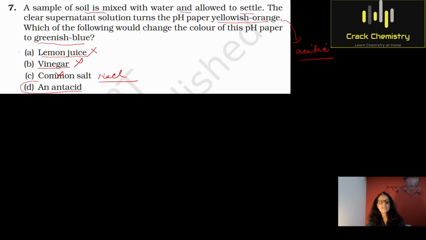Last option is an antacid. Students, an antacid is basic in nature. So on addition of an antacid, which is basic in nature, the pH of the soil will increase and the color of this pH paper will change to greenish blue. So the correct option is option D, which is an antacid.